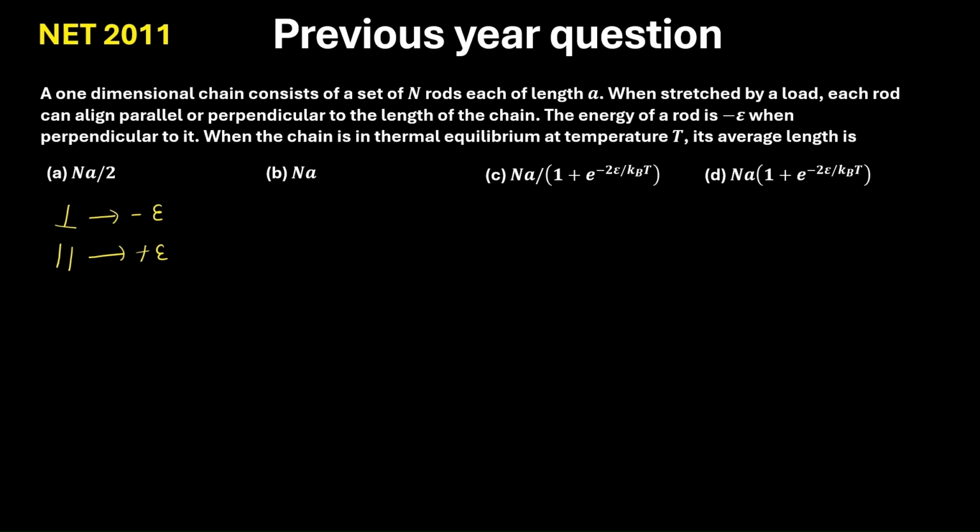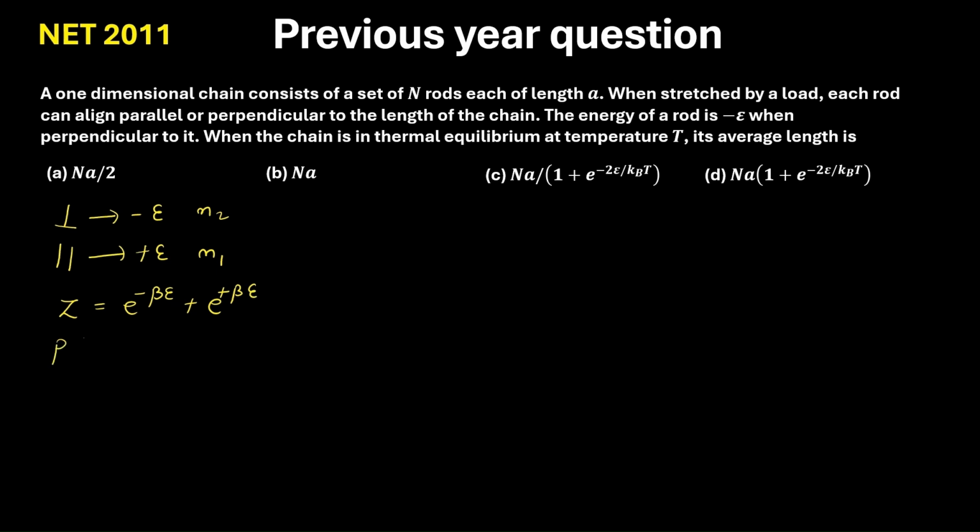And let's say N1 are the number of rods which are aligned parallel, and N2 are the number of rods which are aligned perpendicular. So this is like a two energy level problem. So the partition function of this will be e to the power minus beta epsilon plus e to the power plus beta epsilon. So this is the partition function.